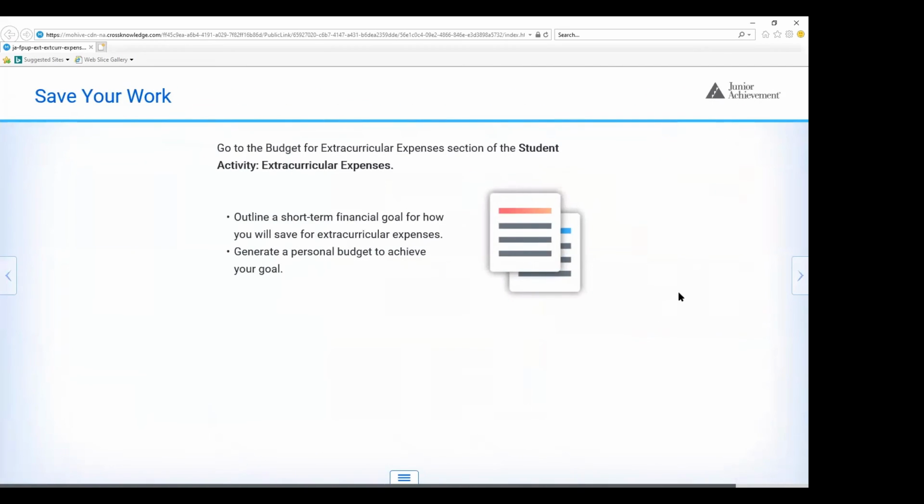Now I have prepared a little activity for you. It goes along with all the other activities you have from the earlier presentations. You have an extracurricular expenses activity sheet. They will ask you different questions about setting goals for you to be able to go over that.